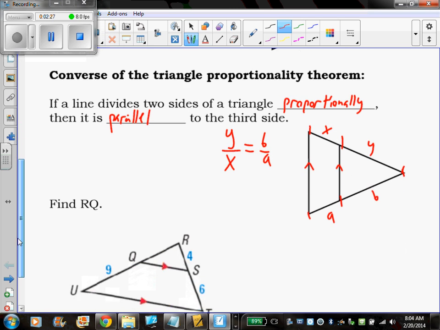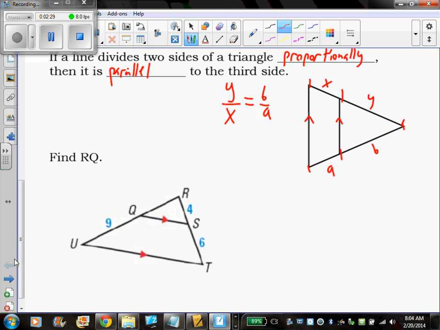Okay, so an example of this being used. Here we have a triangle, and we have two parts that are parallel to each other. We can see that because of the arrows that they have. And remember, what the proportionality theorem says is that if we have a line that is parallel to a side, then it's splitting the two sides that it's cutting through proportionally.